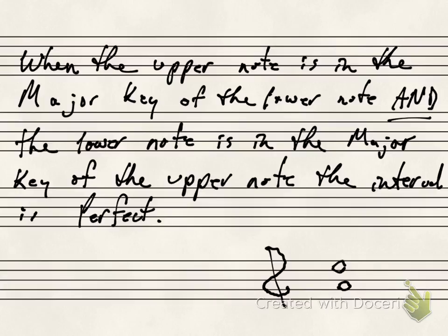Yes? Dig? Is A in the key of E? What's the key of E? 4 sharps. F, C, G, D. Yeah? Is one of them an A sharp? No. So they're in the key of each other, aren't they? So what do you have there, folks? A perfect fifth. Dig? Okay.